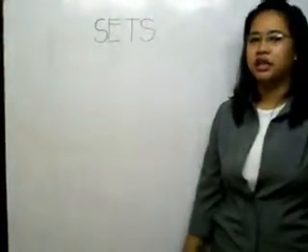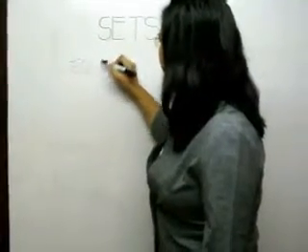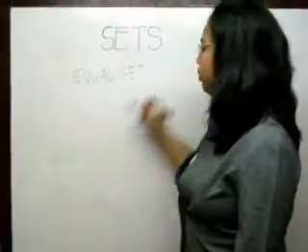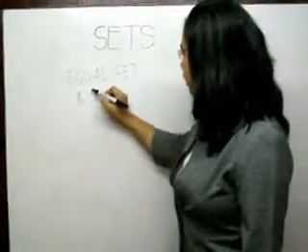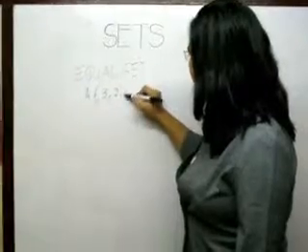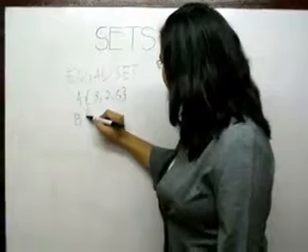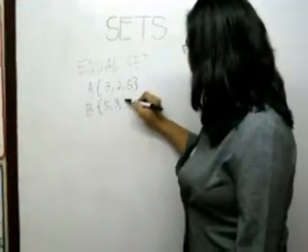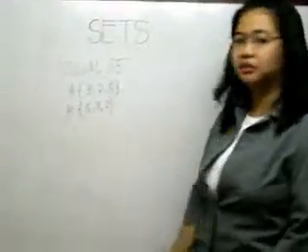There are kinds of sets. The first one is the equal set. Set A and set B are said to be equal if they have the same elements. Let's take the first example. Set A: 3, 2, 5. And set B: 5, 3, 2. Notice that they have the same elements.